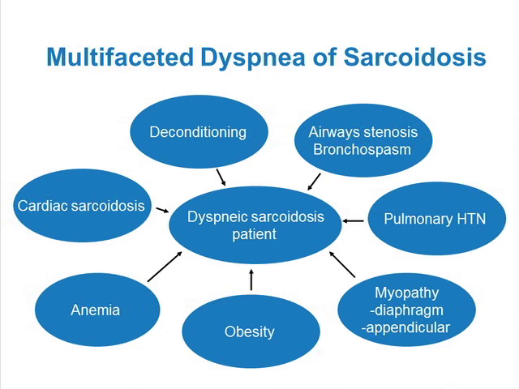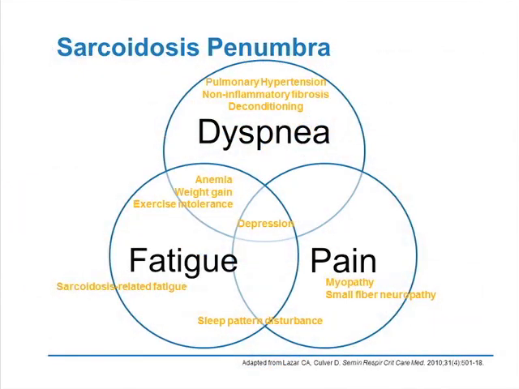Besides pulmonary sarcoidosis, there are a variety of other complaints that patients note, and the next slide demonstrates what we call the Sarcoidosis Penumbra. Those are issues that patients come into the clinic describing. These include fatigue, pain, and dyspnea. And you can see listed here are a number of features that contribute in the sarcoidosis population to these sorts of symptoms. Optimal management of the sarcoidosis patient from a global perspective requires thinking about all of these things.